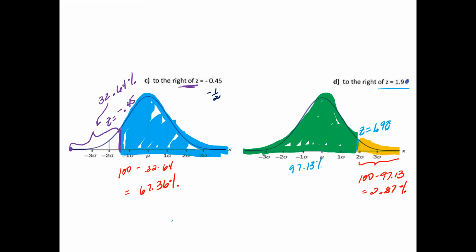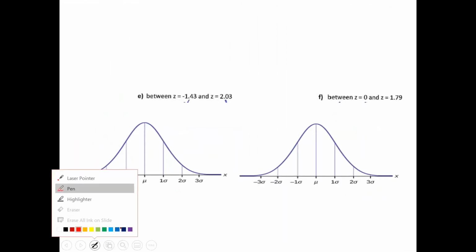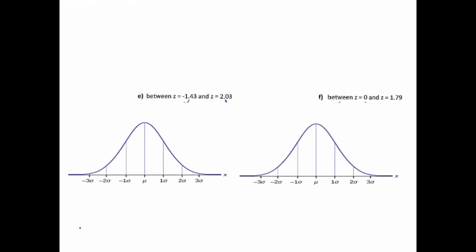Okay. All right, let's go ahead and take a look at the last two. With E, it says it's between negative 1.43 and then 2.03. So we're getting a little bit more creative here. So negative 1.43 is right here in between the negative 2 and negative 1. And then 2.03 is going to be right here.